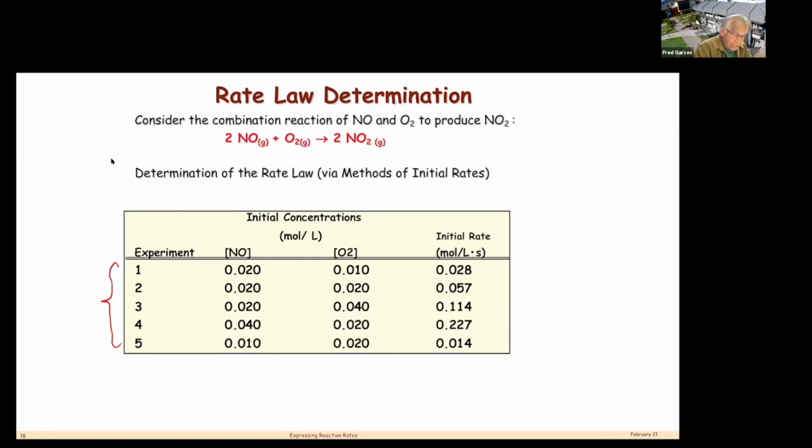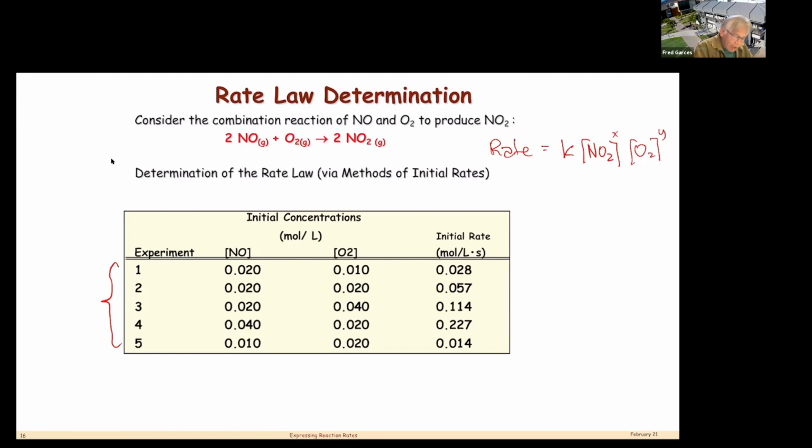The rate law is going to look like this. Rate, which is a concentration versus time, is equal to K, which is your rate constant. And the chemicals in this particular reaction, it is a function of only the reactants, is the concentration of NO to the X, and the concentration of O2 to the Y.